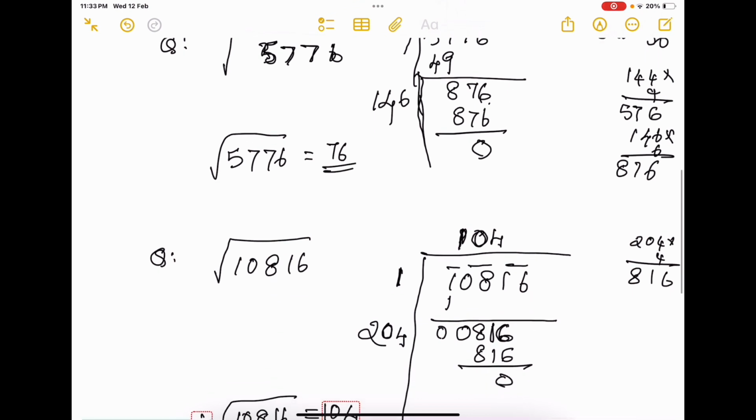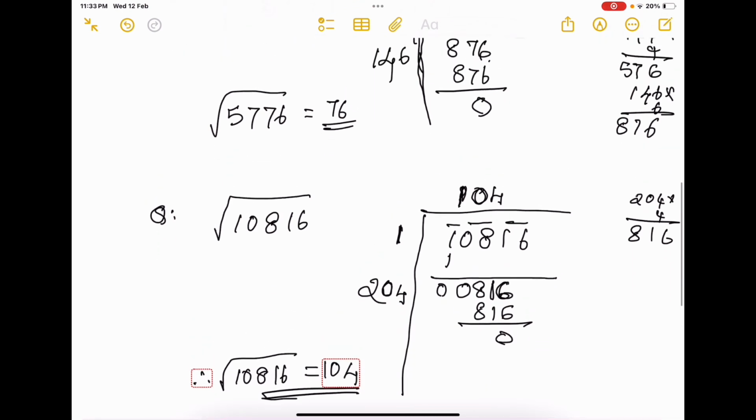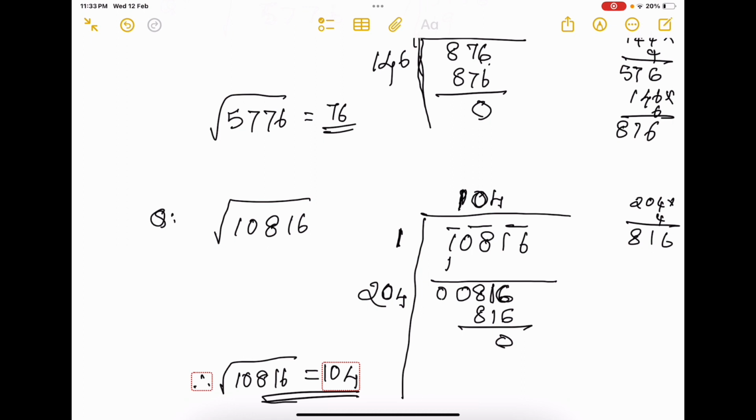Then the next question is root of 10,816. This is a 5-digit number. How can we do it? Here group it. We get 16 as one group, 08 as another group, and 1 as the third group. 1 is a perfect square, and the square root of 1 is 1. We write 1 as the quotient and on the left side also. Then 1 into 1 is 1. Subtract it, 0. Let's bring down the next group, 08.